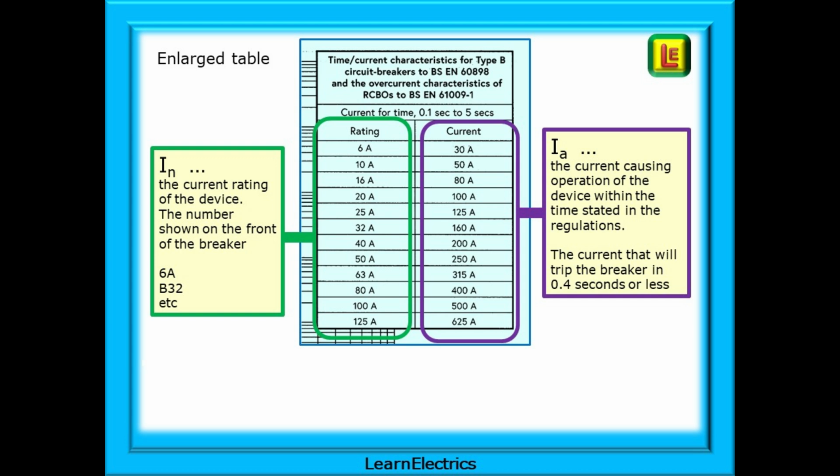The right hand column is IA. This is the current causing operation of the device within the time stated in part 4 of the wiring regulations. It's the amount of current that will trip the breaker in 0.4 seconds or less. Don't get these two confused. IN and IA are totally different.